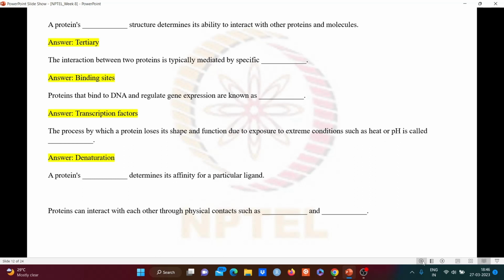Moving forward to the fifth one, a protein's what determines its affinity for a particular ligand? So based on what factor, or what do we consider in a protein, to determine its affinity for a particular ligand? Okay, it's a binding site again. So the active site, yeah, binding site.